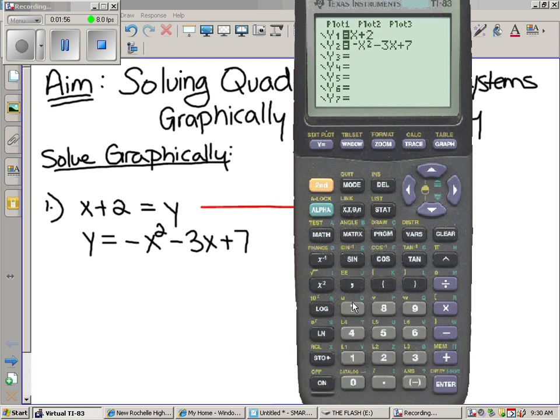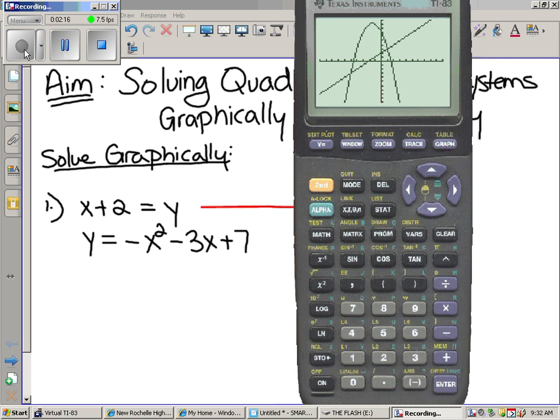Now, the tricky part about this is going to be adjusting our window and finding the points of intersection. Has everybody in here done this once before, maybe? Kinda? Never done it before? Ever? Hit the graph button. There's our line. There's our parabola. Okay, here we go. So now, what do we do next? Does anybody know?